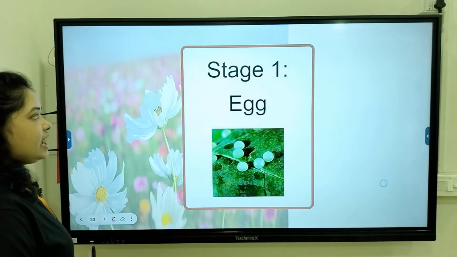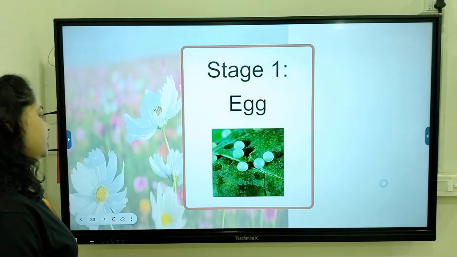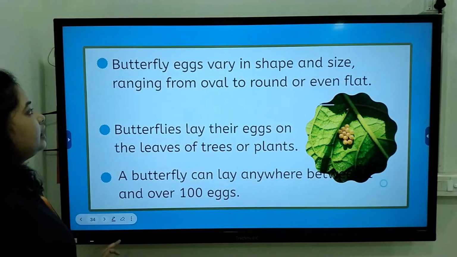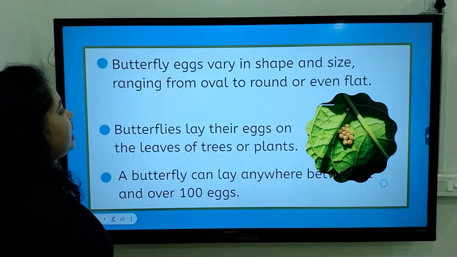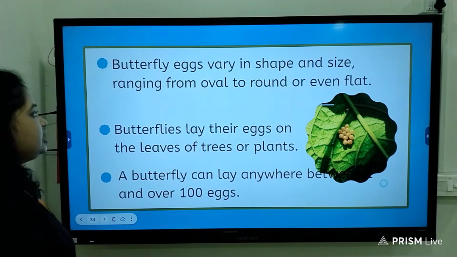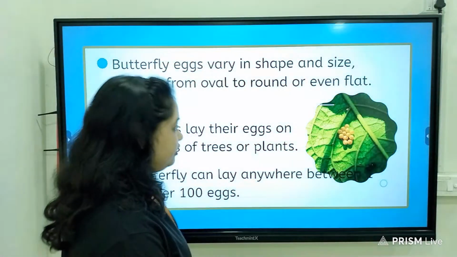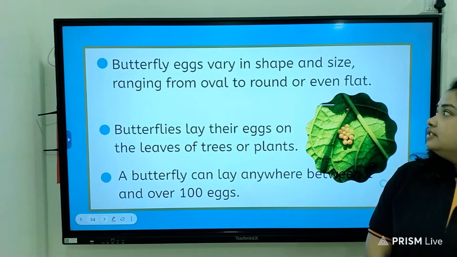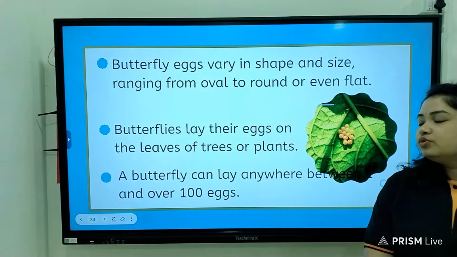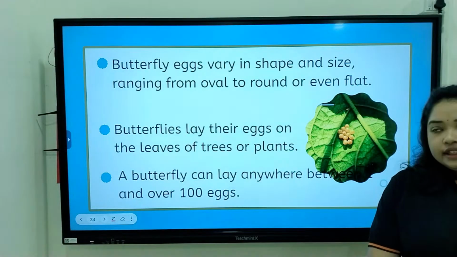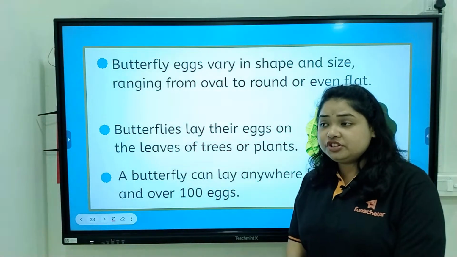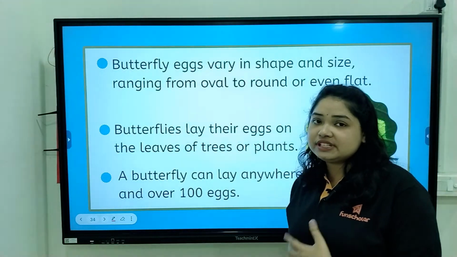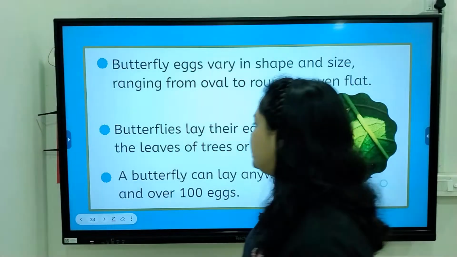Now let's understand each stage in detail. The first stage is that of the egg stage. Now, butterfly eggs vary in shape and size, ranging from oval to round or even flat. So, the eggs vary in shape and size according to the species of the butterfly. There are thousands of species of butterflies. So, according to the species, the egg shape, size, color, everything will be varying.